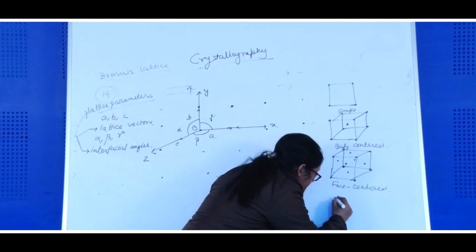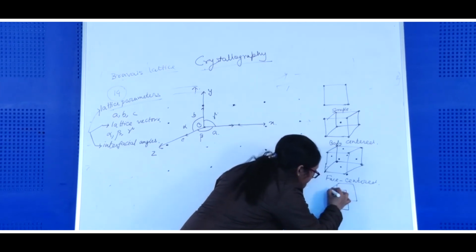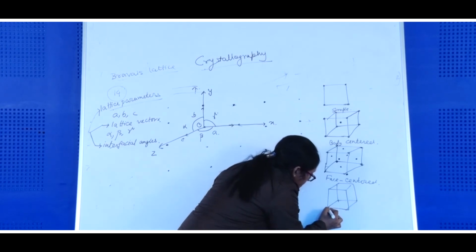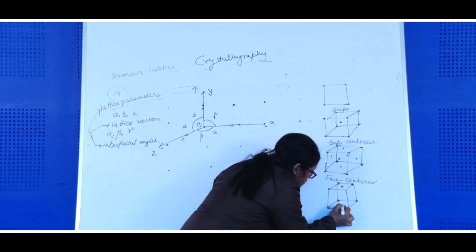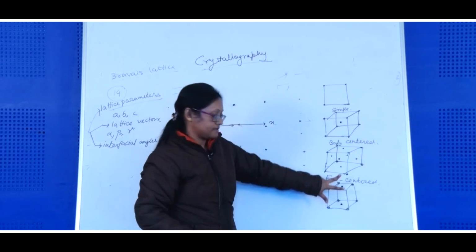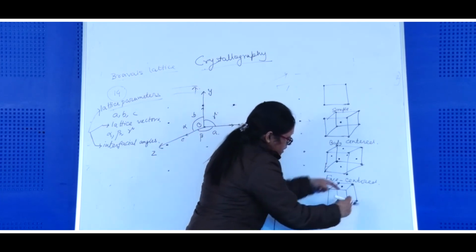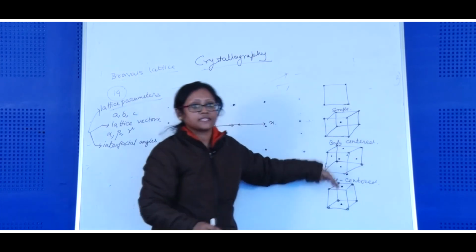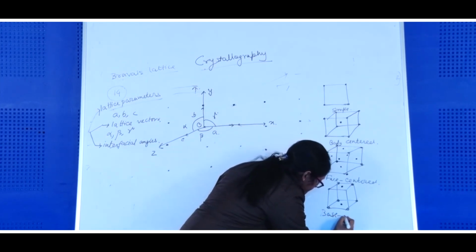Another is base centered. Base centered is along with the atoms at the corners of the block, there will be one atom at the top and one atom at the bottom of each block. So it may be on these two sides, or on these two sides, or on the front and back side of the cube. This is called base centered.